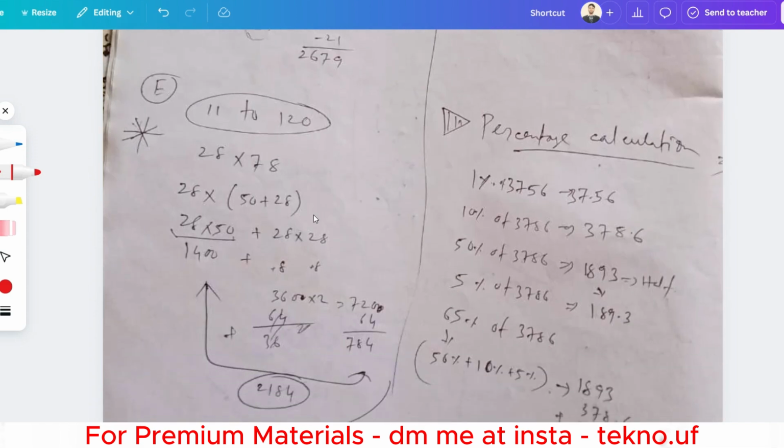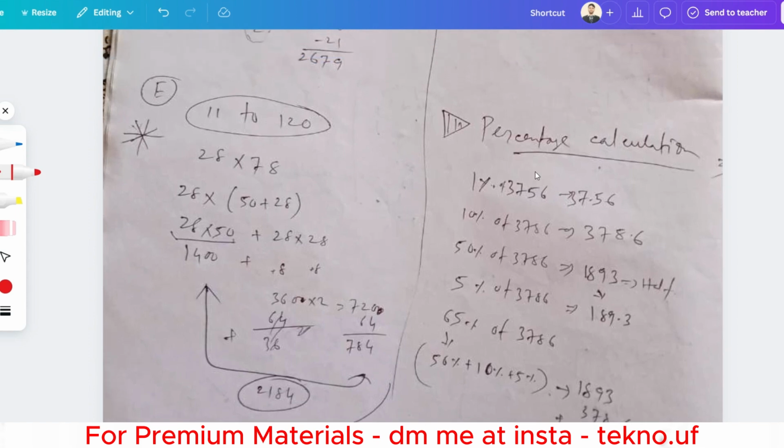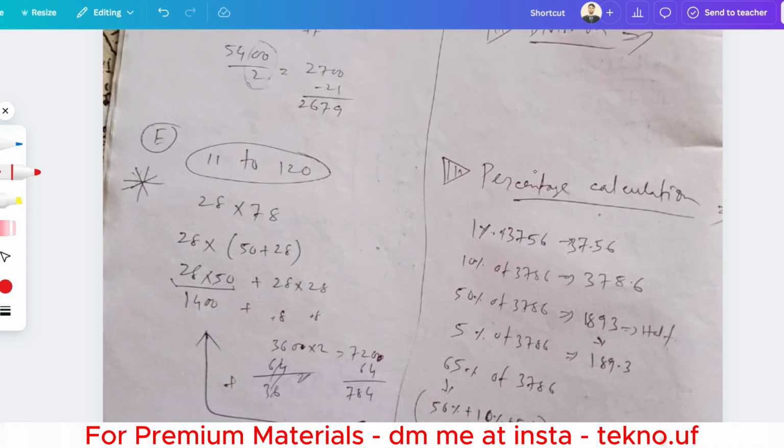Okay, in this range I'm going to discuss the percentage calculation. So for percentage calculation, what is the trick? Let's say the number is 3576. So what is the 1%? Okay, let me just write it. So unit place, tens place, hundred place, and thousands place. Dot dot dot.